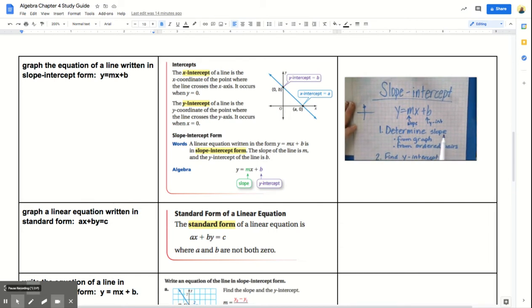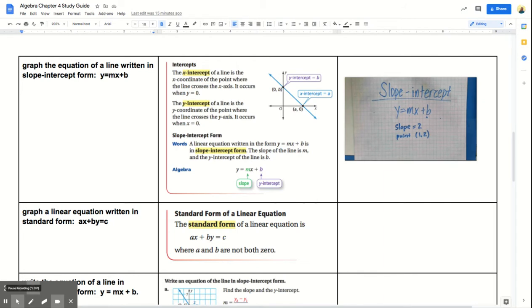Step one, determine the slope. You can either do it from the graph, like we just did in the first problem. You're going to figure out how far down you go for how far over you go. Remember, it's the change in y over the change in x. Or you may do it from the ordered pairs, just like we did in the last example. Then you're going to find the y-intercept, which is from your graph where it crosses the y-axis. Now, there are times that you are going to be given a slope and a point, and I want to show you how to solve that.